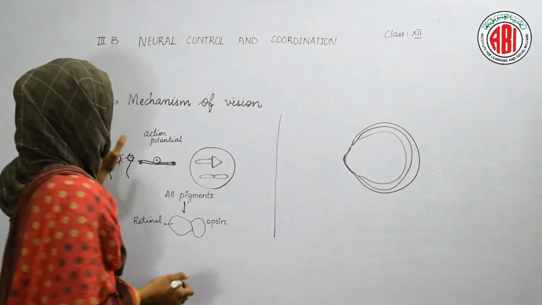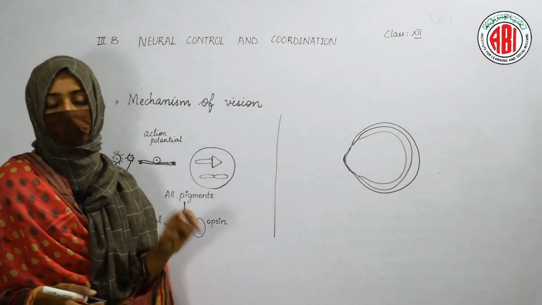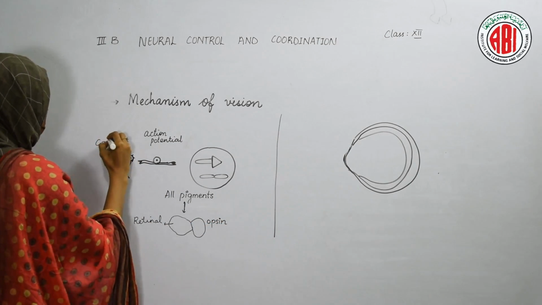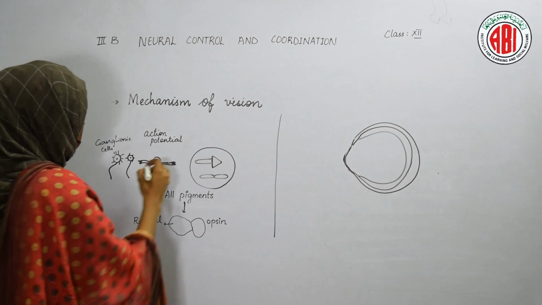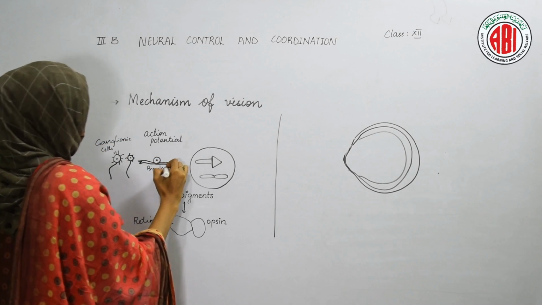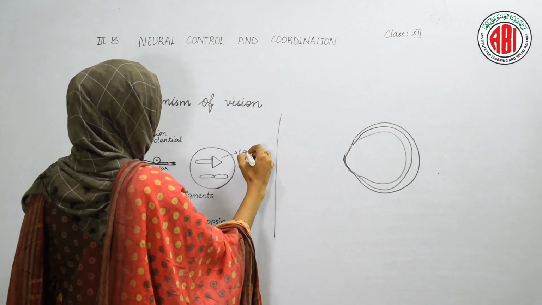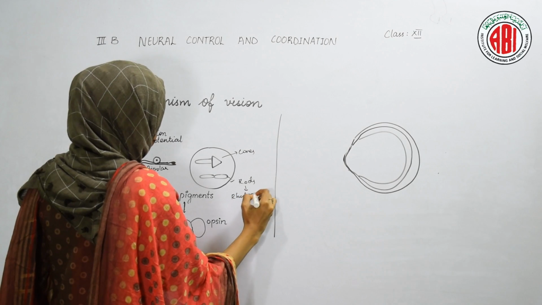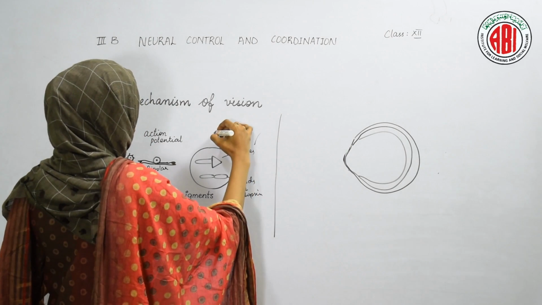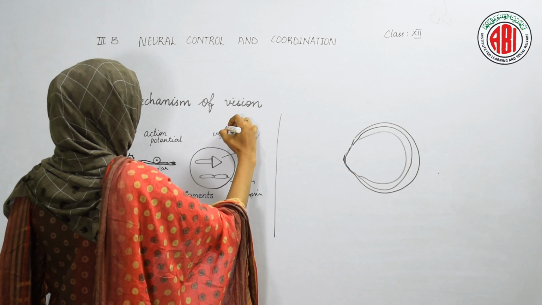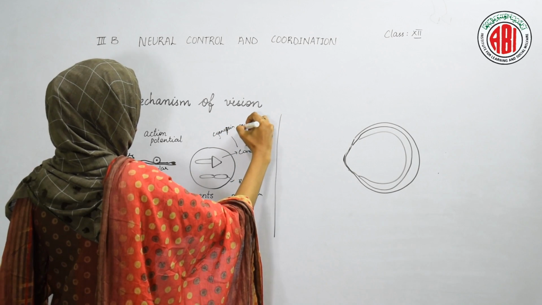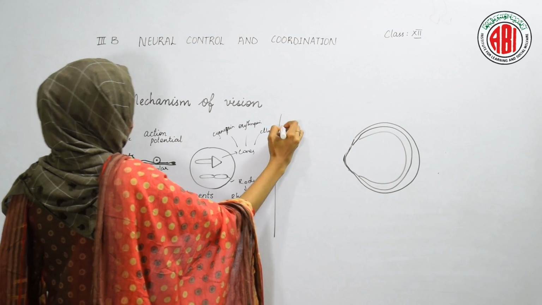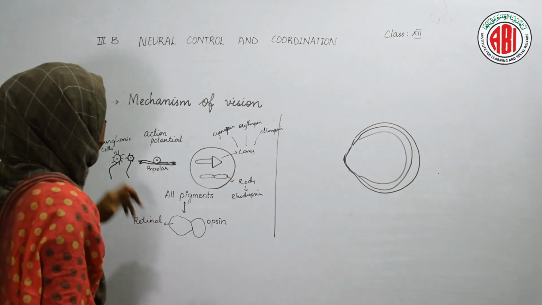Let us talk about the mechanism of vision. We have already seen that in the layer retina, ganglionic cells are present, bipolar neurons are present, and even rods and cones are found. In the rods, you can find the presence of a pigment called rhodopsin. In cones, three different pigments are present: cyanopsin, erythropsin and chloropsin. Okay, these are the different pigments.